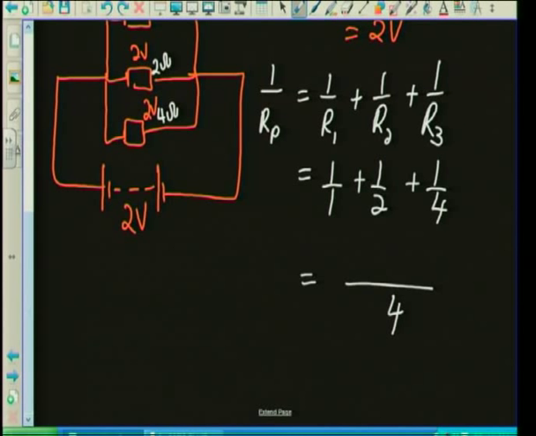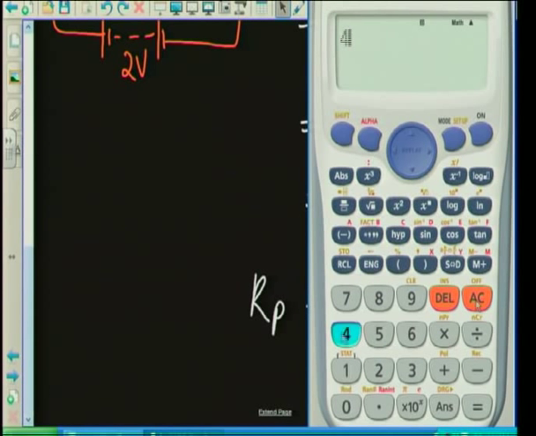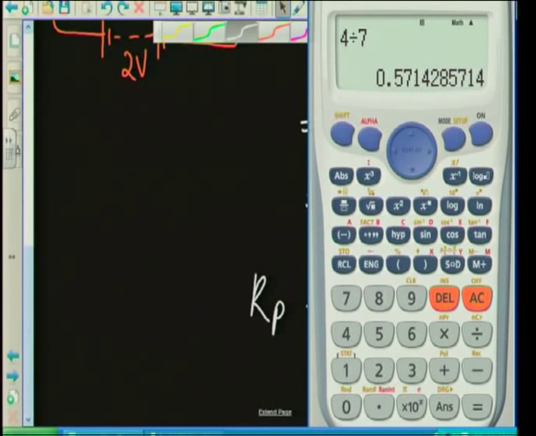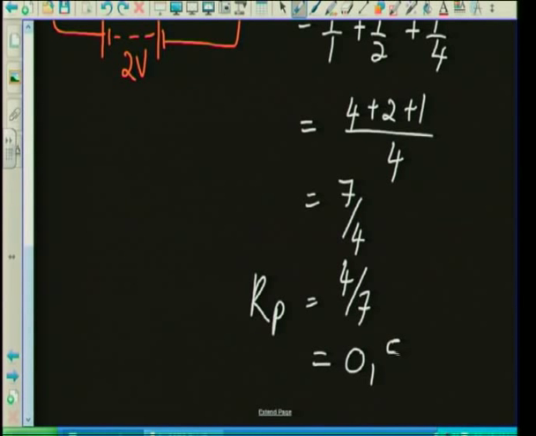My LCD is 4, so it's going to be 4 plus 2 plus 1, 7 over 4. So my parallel is 4 over 7, which if we do on the calculator, okay, is 0.58. Wait, let's just check that. Sorry, 0.57. I thought that didn't look right. So my total resistance is 0.57.